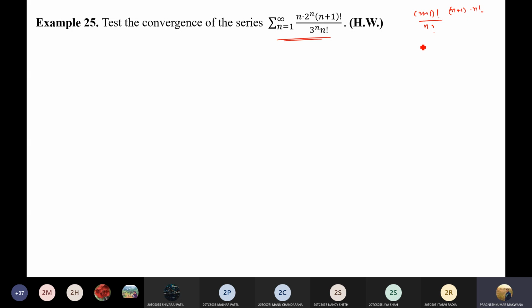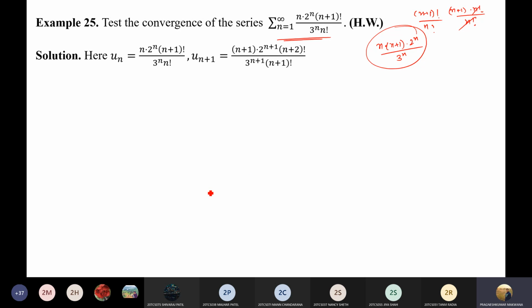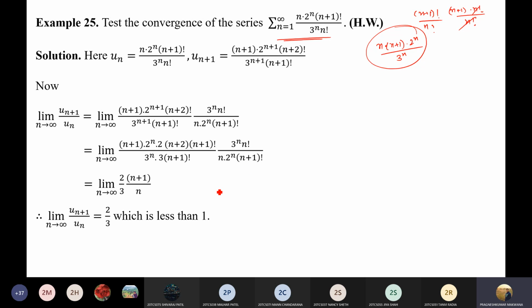Yes or no? Upon n factorial, so you can easily cancel out this term. So the series reduces to the form n into (n plus 1) into 2 raised to n upon 3 raised to n. Then find u(n) and simplify, and we get the required answer. Note down the answer: this series is convergent.